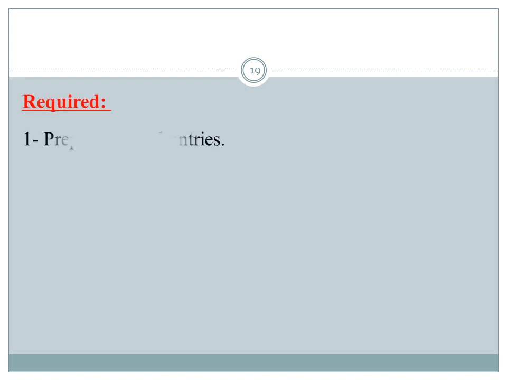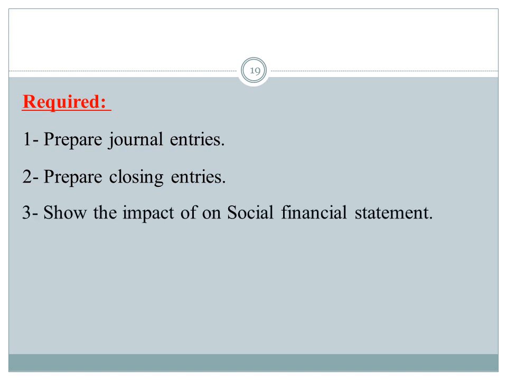Required: prepare journal entries, prepare closing entries, show the impact of these entries on social financial statements, the statement of social costs and benefits, and the budget or balance sheet.